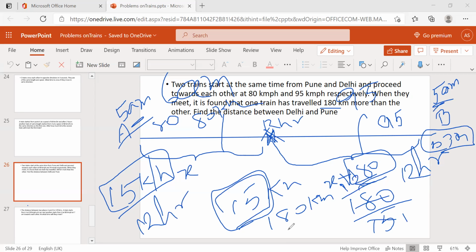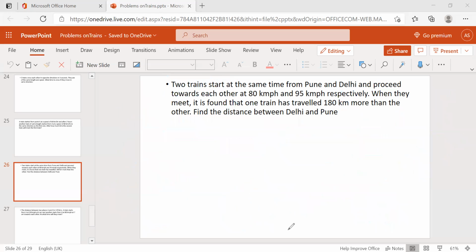So that is the meeting point here. Okay, meeting point here. What they're asking is the distance between Delhi and Pune. Up to this, in 12 hours they meet, right? So what's the distance? It is x and it is nothing but, so I'm just clearing this, I'll explain another time. The concept is very, very important.